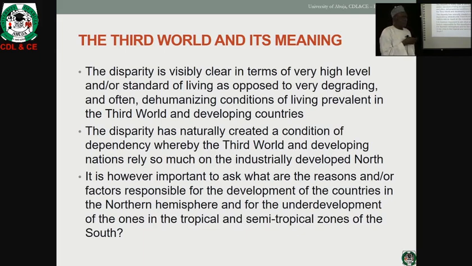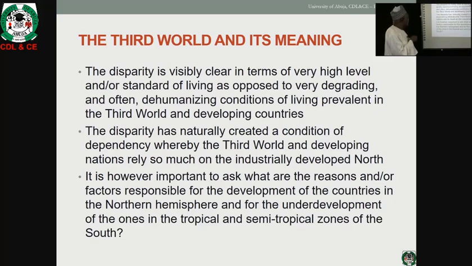Unfortunately, the difference in living standard and in industrial and technological development between the first and second and third world has created a dependency condition, whereby the third world or developing nations perpetually continue to depend, or see themselves as dependent, in spite of the political independence. They see themselves as dependent on the Western or Eastern world. And this is the problem.